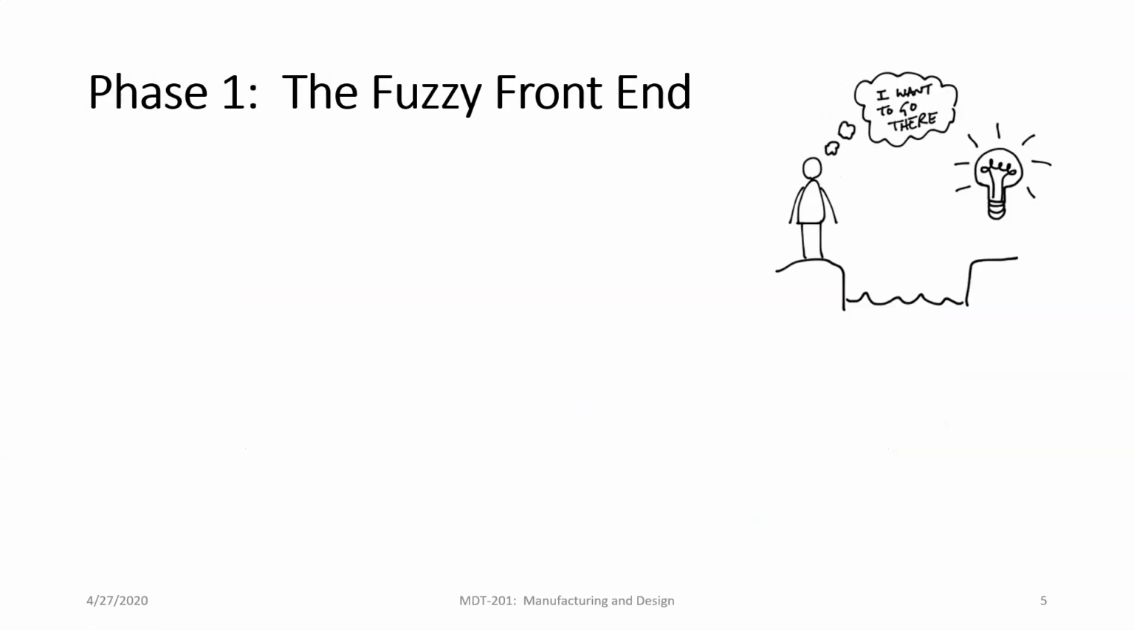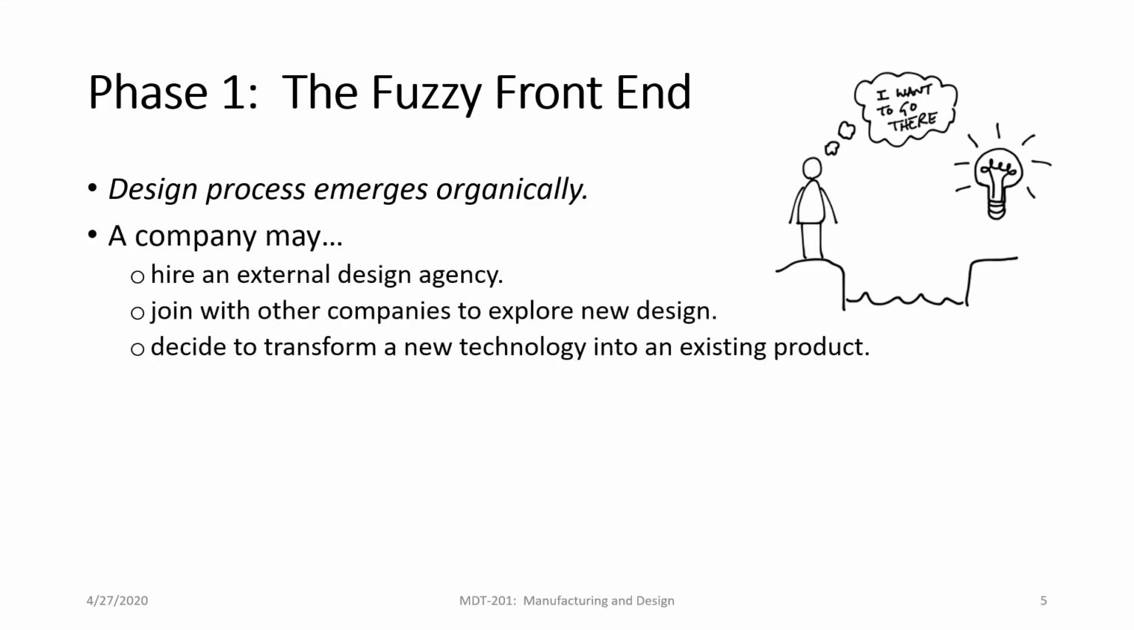Okay, so let's look at what happens in each one of these phases. In phase number 1, the fuzzy front end, this is where we have a problem and we have to find a solution to it. The design process emerges organically, right? From this point, there's a lot of talking and a lot of thinking and a lot of sketching of ideas. The company may hire an external design agency to handle this design. They could join with other companies to explore a new design, or they can decide to transform a new technology into an existing product.